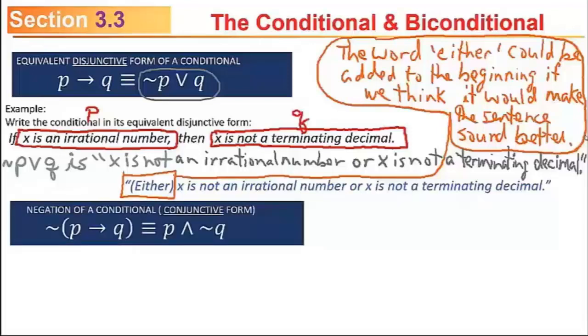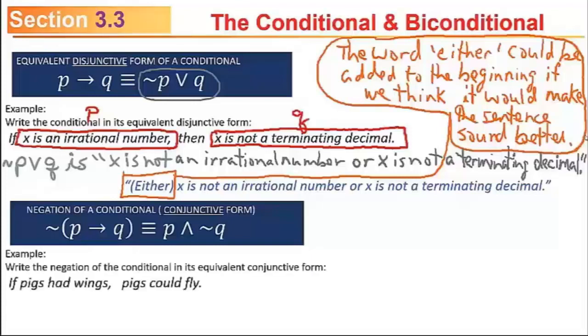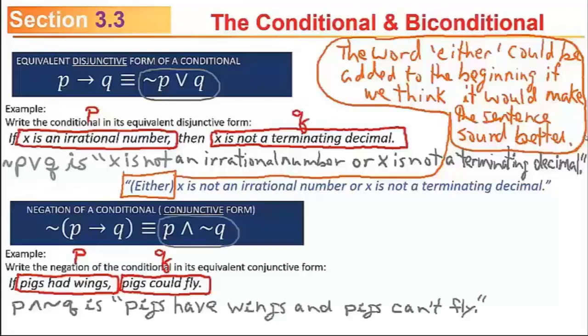Now let's do another example with the negation of a conditional. That changes it into conjunctive form, in other words, to something with an and. What if the statement were, if pigs had wings, pigs could fly? Again, P would be the statement pigs had wings, Q would be the statement pigs could fly, and you want to change it into the right-hand side, which is P and not Q.